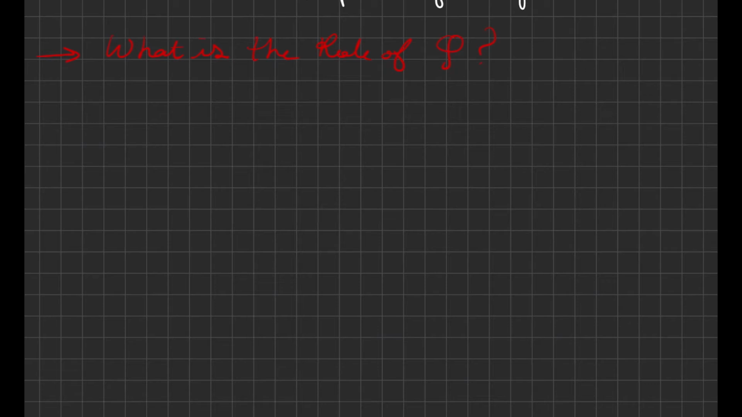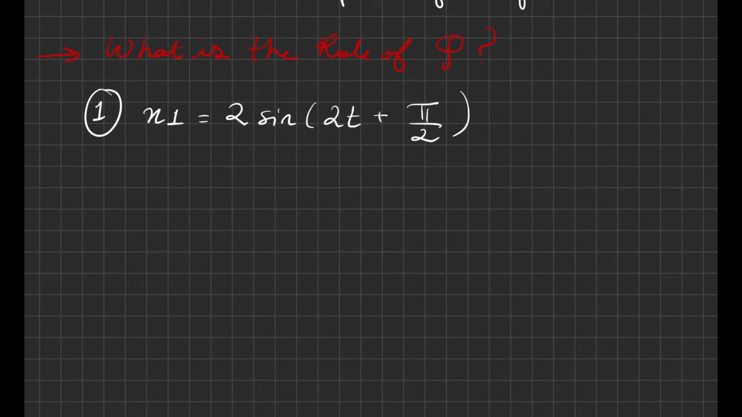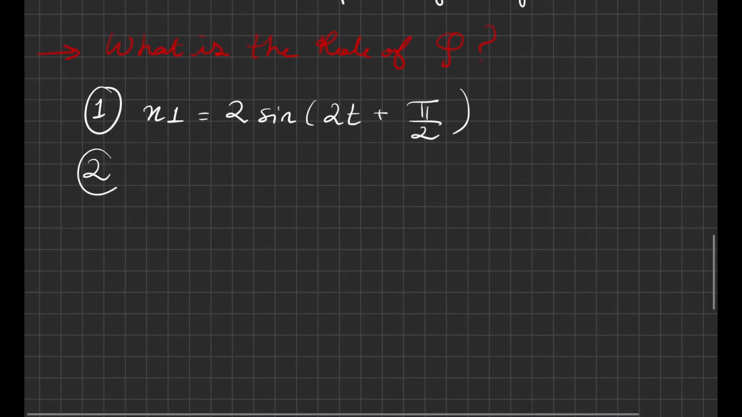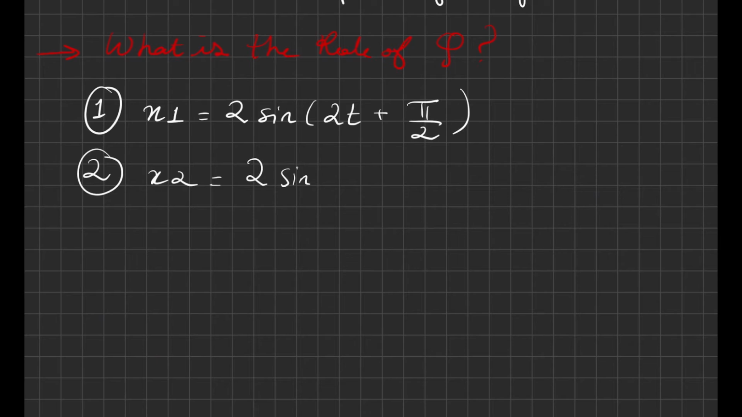What's the role of phi? We're going to try to understand the role of phi by taking these two sine functions. The first function I'm going to call x1 equals 2 sine(2t plus pi over 2), and the second one is x2 equals 2 sine 2t. If it's only 2t, then phi would be just 0.